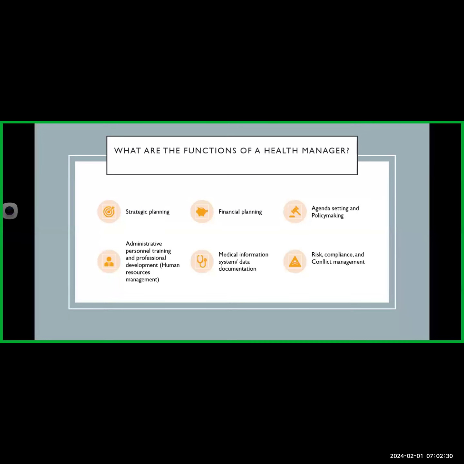What are the functions of a health manager? He's a strategic planner, financial planner, sets agendas and makes policies for the organization. He's in charge of hiring and also in charge of personnel training and professional development in terms of human resources management. He's also involved in medical information system and data documentation. He's involved in risk, compliance, and conflict management.